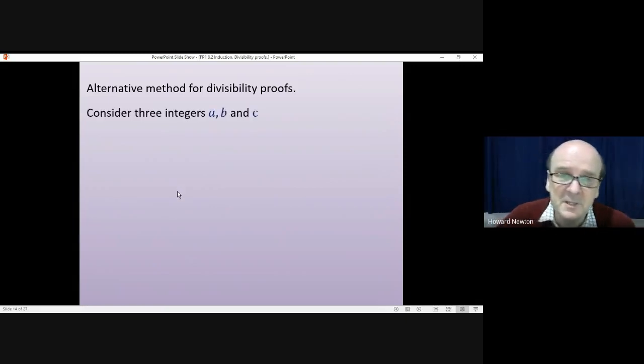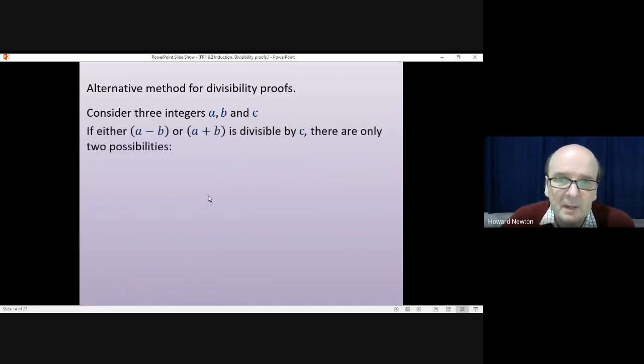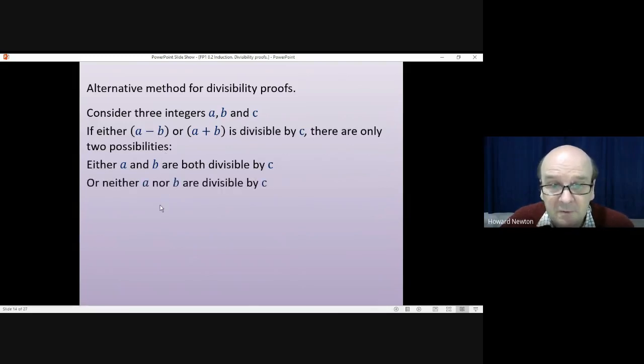Before we look at it, you just need to think about a little bit of logic. Consider 3 integers, a, b, and c. Now, if either a minus b or a plus b, both of these things will be possible in a minute, if either of these things is divisible by c, there are only 2 possibilities. Either both of those things, a and b, are divisible by c, or neither of them are divisible by c. It works the same way either way.